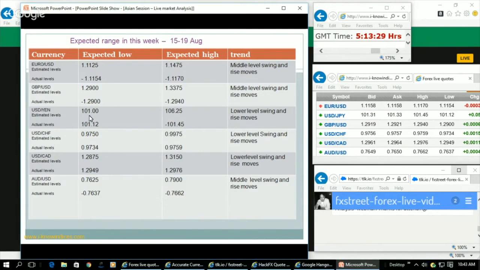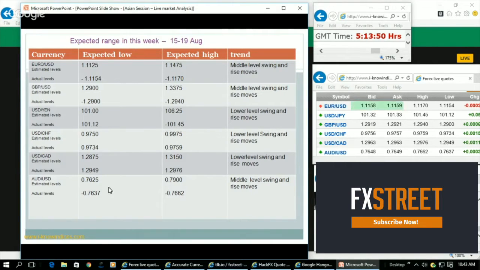And in the case of yen, they are expected to make an aggressive gain this week from 101 to 106. Then Swiss franc from 97 to 99, they are expected to swing. And in the case of Canadian dollar, they are expected to make one more downward push to the 1.28 area and then firm up. Then Australian dollar, they are expected to make one more push on the higher side to the 0.79 area. So this is how they are expected to make their swings this week.